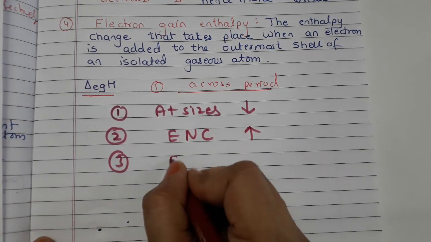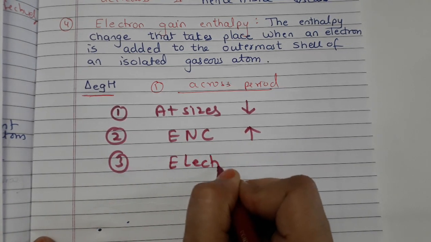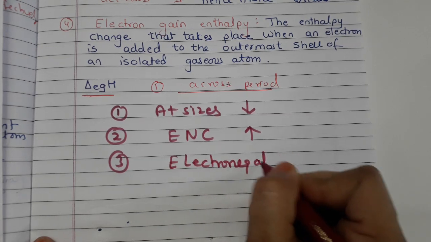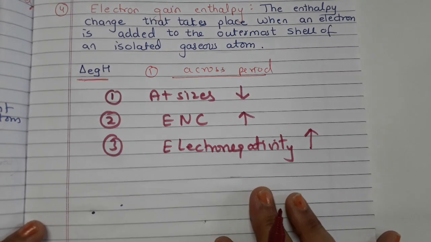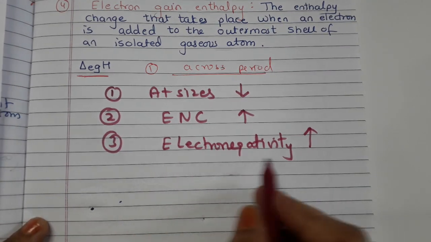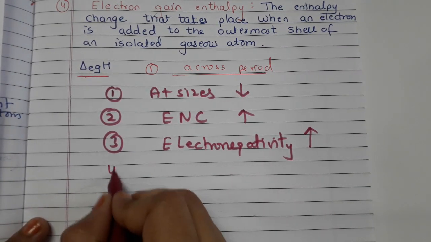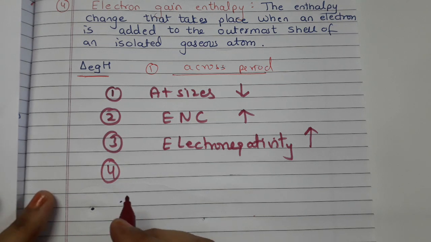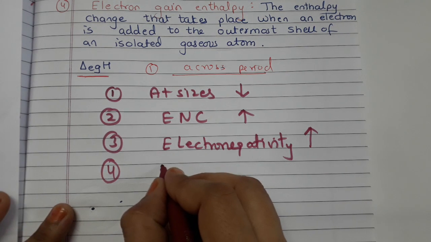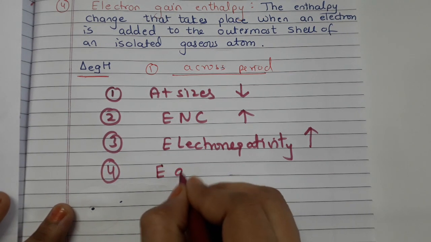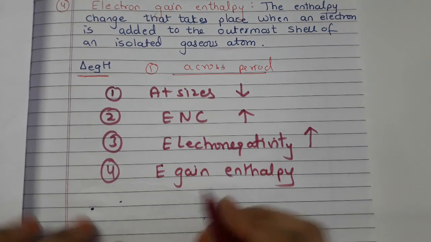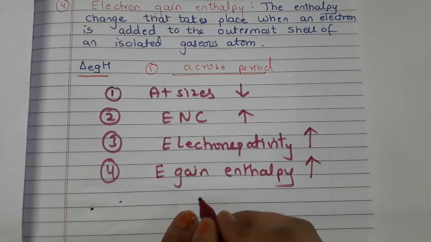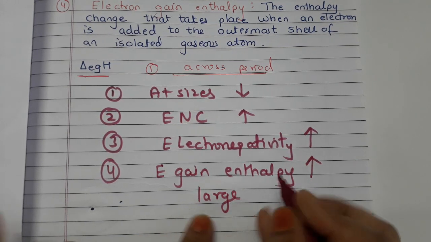Third, electronegativity also increases. Electronegativity is the tendency of the nucleus of an atom to pull the electron towards itself. So all these parameters are increasing, and hence what is going to happen now? Electron gain enthalpy, more energy will be released. Electron gain enthalpy increases, that is, the value will be large.